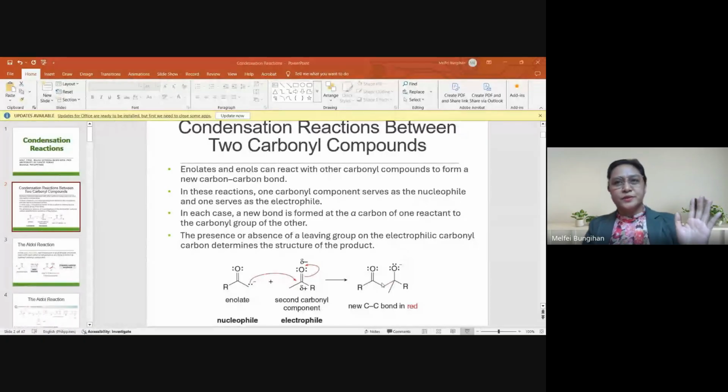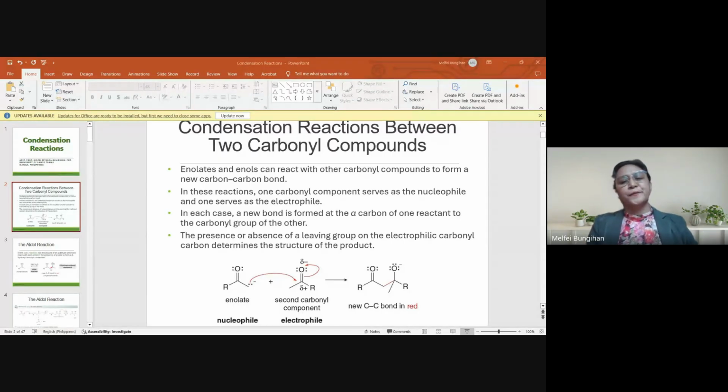With the aldehydes, of course, the equilibrium favors the products. But with ketones, there is what we call a reversible reaction. There is a reversal, so it favors the starting materials. However, there are ways of driving the equilibrium towards the products, of course.